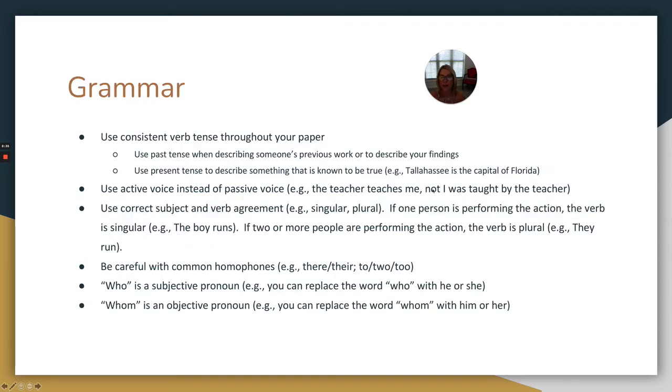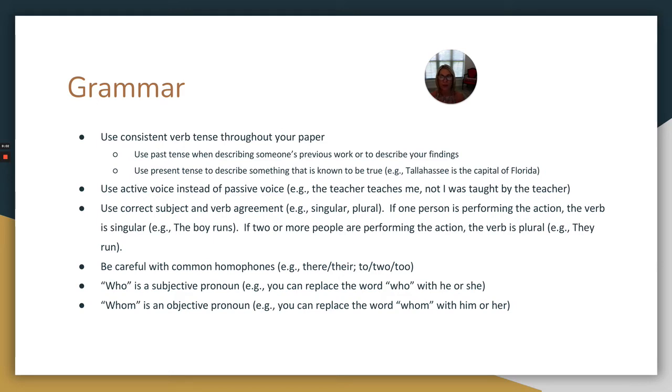And then it's also very important that you pay attention to your grammar. One thing that you need to try to do, and sometimes it can be difficult depending on the type of paper that you're writing, is to use consistent verb tense. So throughout your paper, whether you write using past tense or present tense, try to stick to that throughout the entirety of your paper.